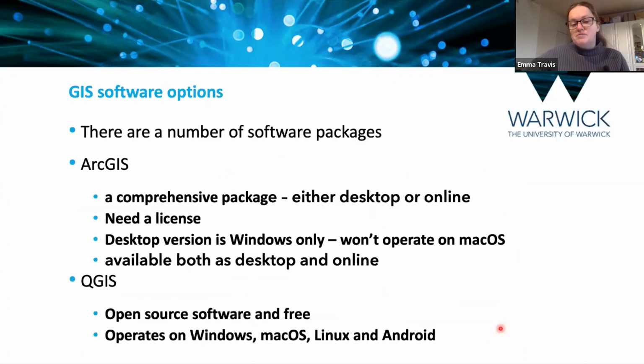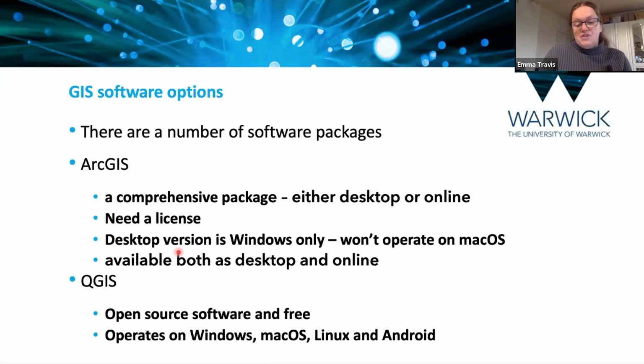So there are actually quite a large number of software packages. Some of them are quite general and some of them are really quite specific. Two of the main ones that are used are ArcGIS, and that's a comprehensive package. It's a software suite, and you can access that either online or a desktop version, which is the one which I use. The downsides to using ArcGIS, which is a very comprehensive and user-friendly package, is that it does need a license. So University of Warwick has a license for the desktop version, which is why I use it.